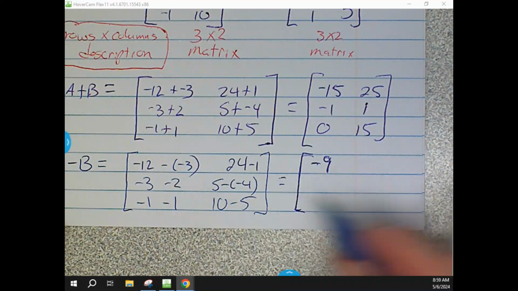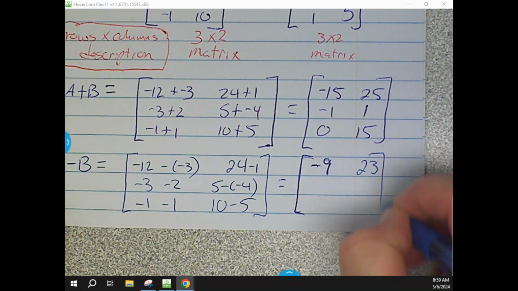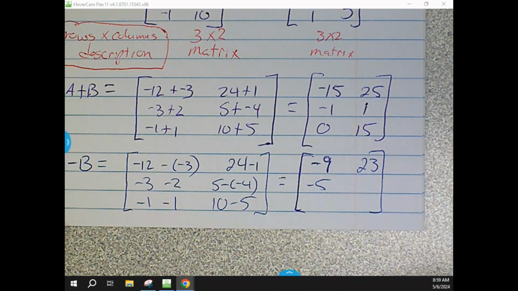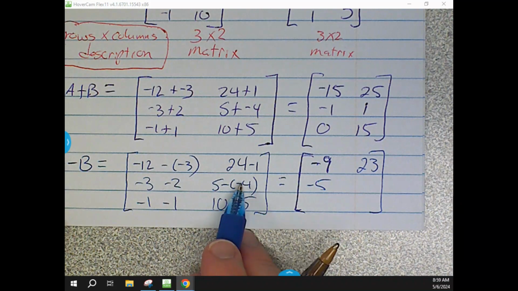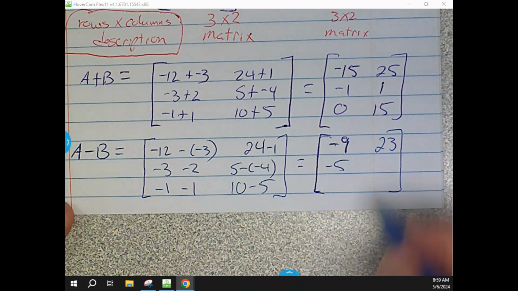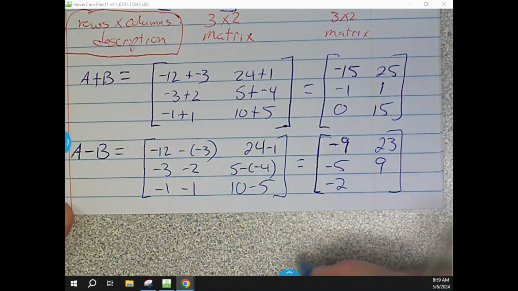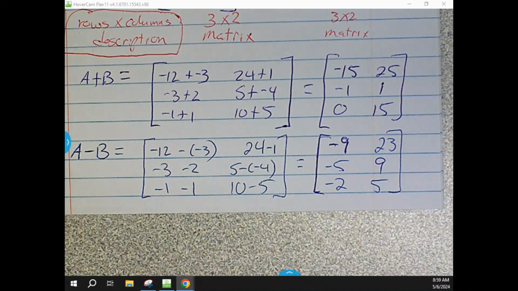24 minus 1, that's straightforward. That's just 23. Negative 3 minus 2 is negative 5. 5 minus negative 4 is 5 plus 4, so that is 9. Negative 1 minus 1 is negative 2. And then 10 minus 5 is 5.